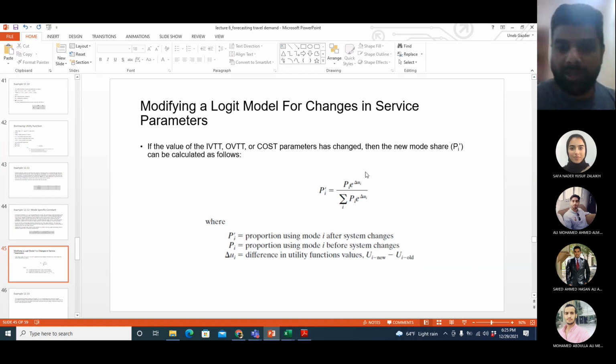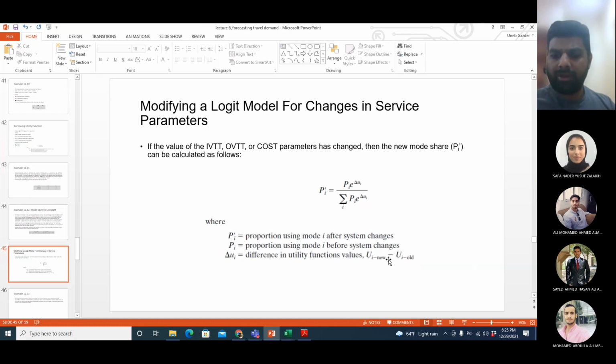For that we have this equation. This is similar to the equation which we are already using, but instead of U, we are using delta U. So what is delta U? The difference between the old utility value and the new utility value. The old utility value will be with the old values and the new will be with the new values.